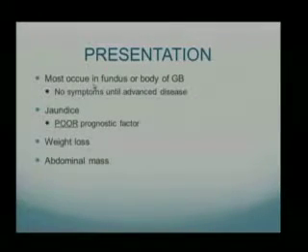Presentation: most of these occur in the fundus or the body of the gallbladder, and that's why they don't have any symptoms until advanced disease, because by that time it has spread to the liver, the lymph nodes, or even distant mets. An important point is that jaundice in the setting of gallbladder cancer is a poor prognostic indicator. If you have a patient who has jaundice along with gallbladder cancer, that patient will have a poor prognosis. Other presentations may be weight loss, and in extremely advanced disease, you may even be able to palpate an abdominal mass.